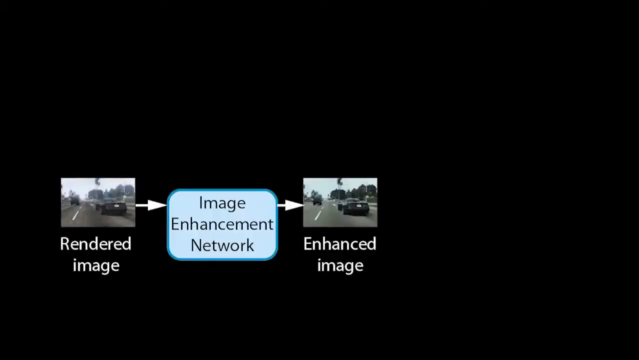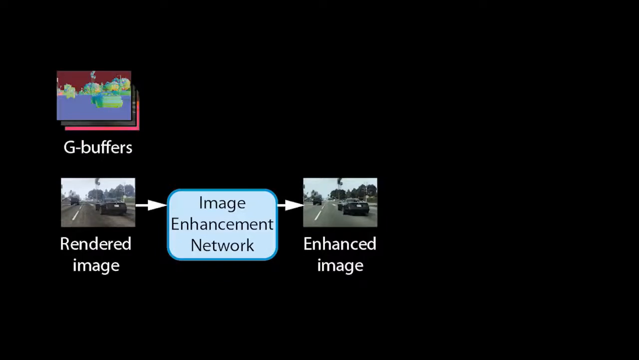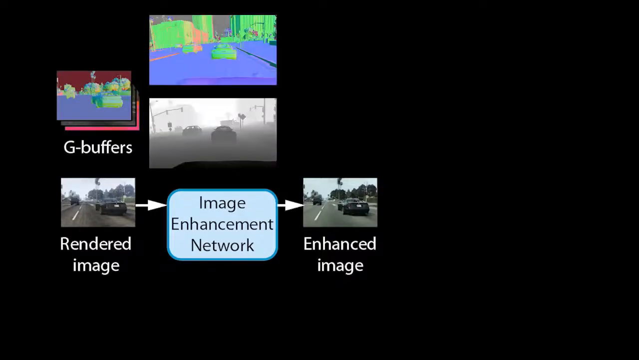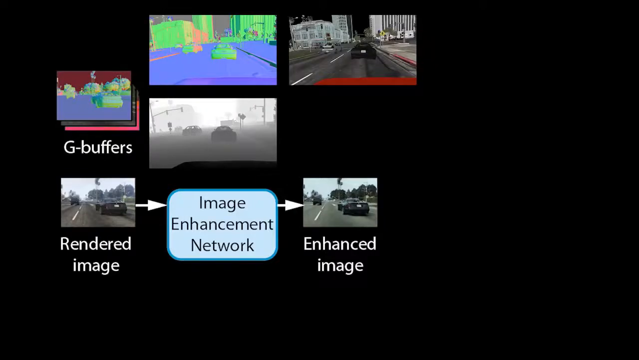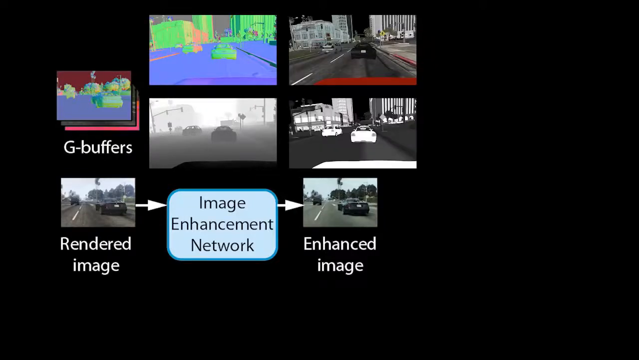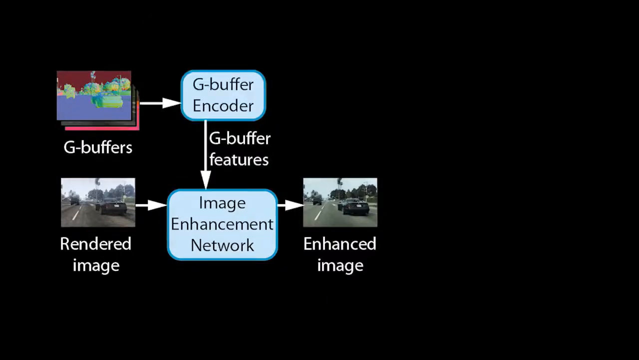Our method takes a rendered image from the game and passes it through an image enhancement network to produce an enhanced image. We further extract a set of rendering buffers, called G-buffers, produced by the game engine. G-buffers contain geometric information such as surface normals or distance to the camera, and material information such as albedo or glossiness. They may also contain information about the lighting in a scene. We pass the buffers through a G-buffer encoder network to produce feature tensors at multiple scales. The tensors encode the information about the rendered scene.